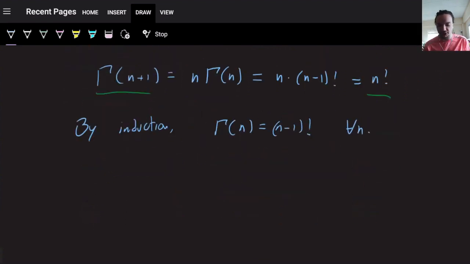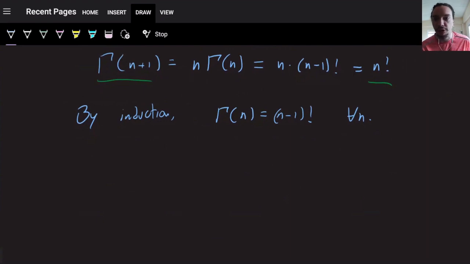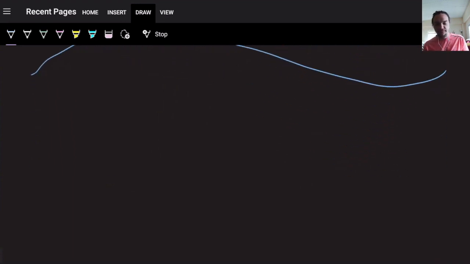Okay, so that says gamma n is equal to n minus 1 factorial for all n. Great. So we found a function that actually tells us what the factorial is for integer numbers, well, as long as you shift. But it also lets us extend the factorial to other real numbers besides the integers. So this is pretty interesting. It's a useful thing we could use.